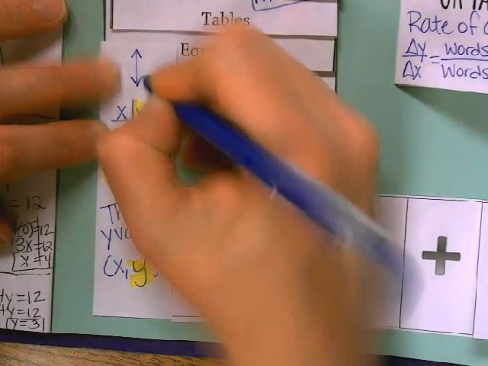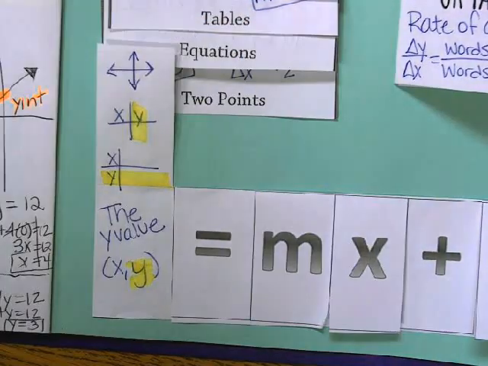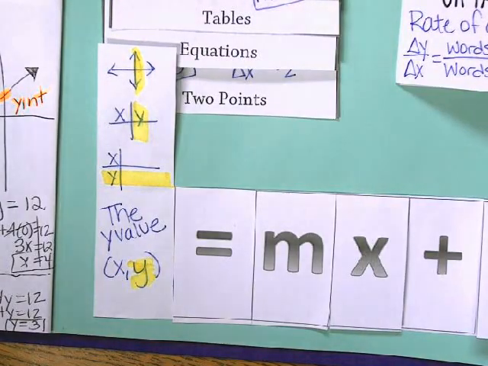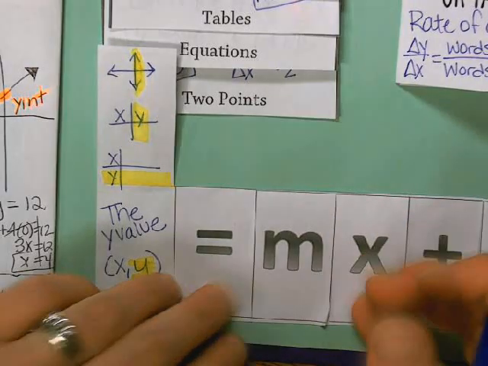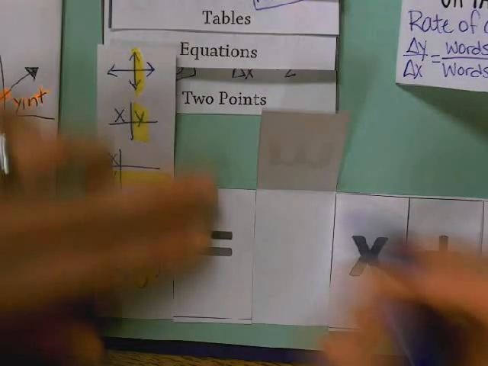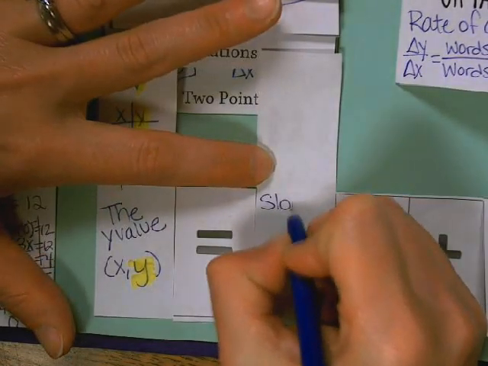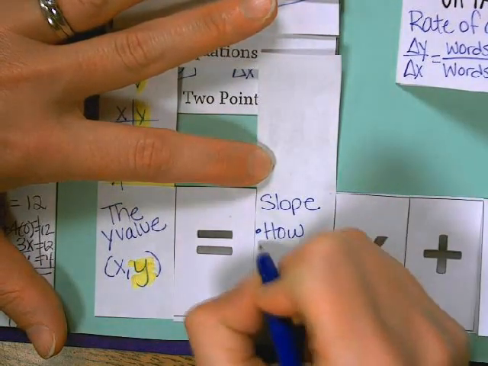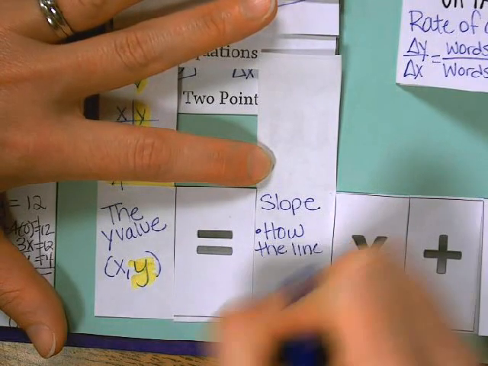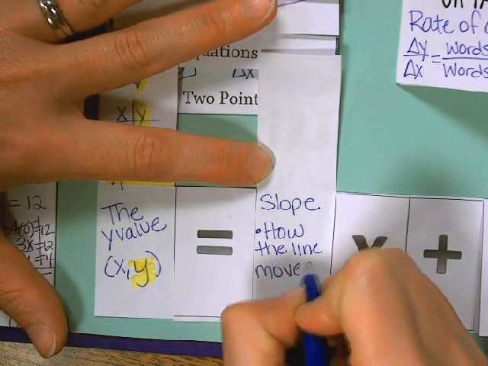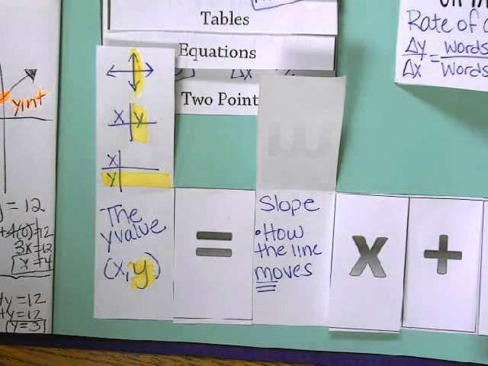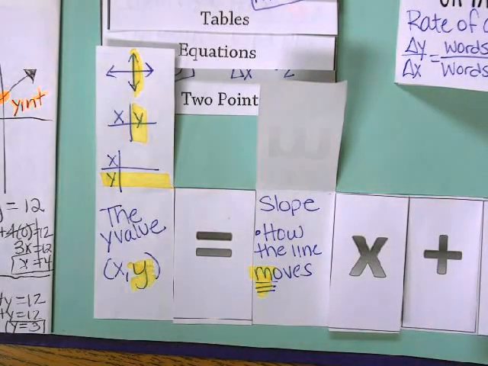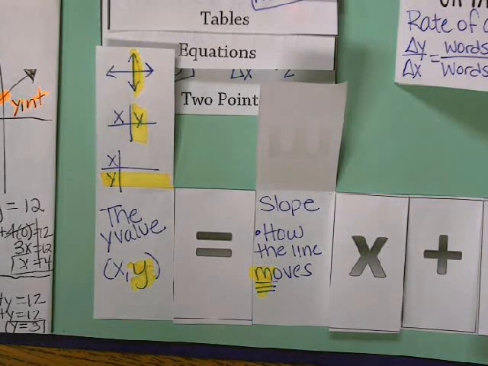And then remember, if we have a graph, the y-axis is the up and down, the vertical part of the graph, okay? All right, slope. That's what M stands for. It's the slope. And you often might hear me say how the line moves. M stands for how the line moves. Okay, it's kind of convenient in that sense.